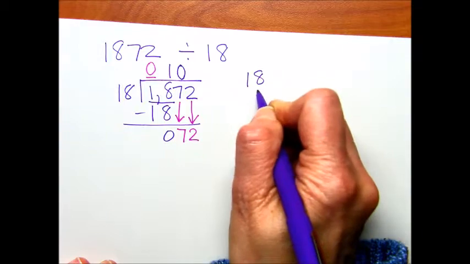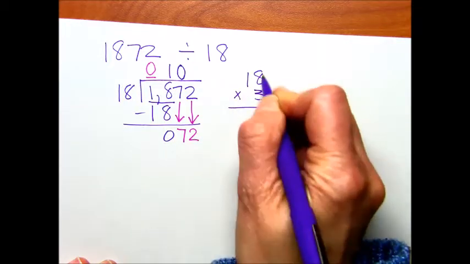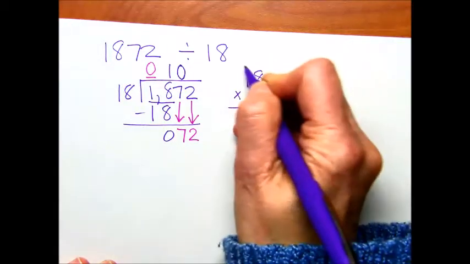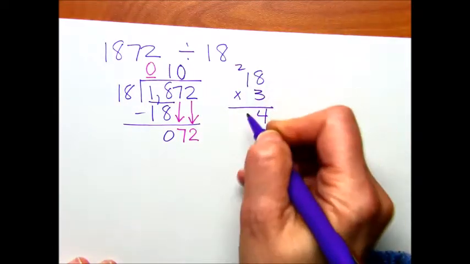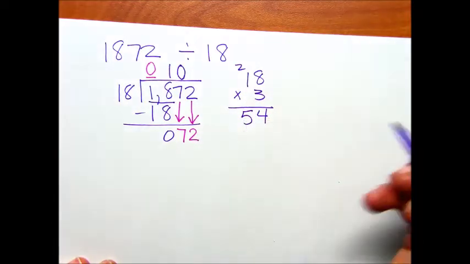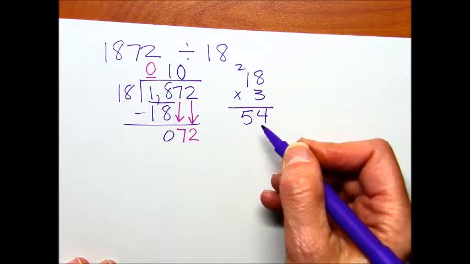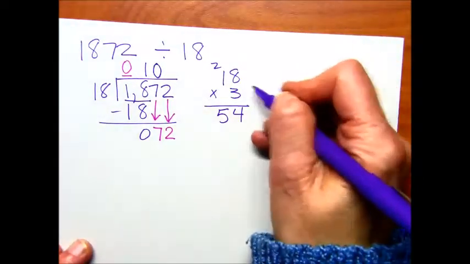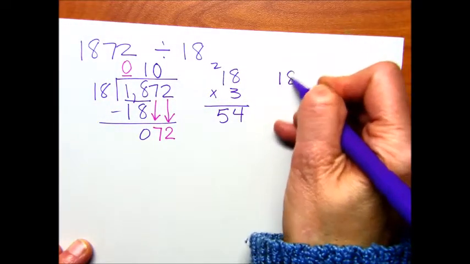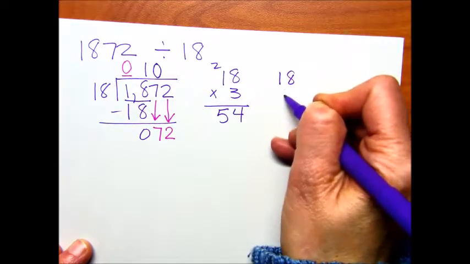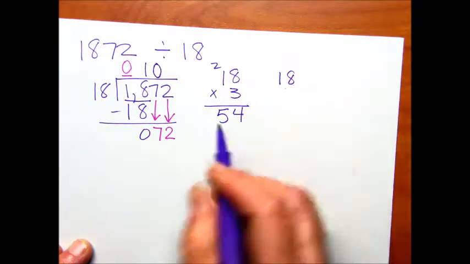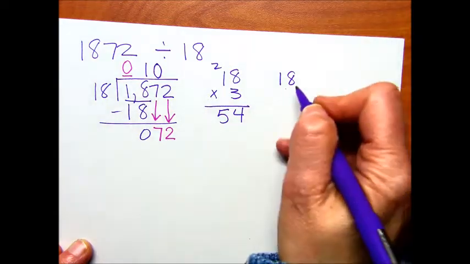18 times 3. That's going to be 4, 24. 3 plus 2 is 5. So 54. That's pretty small. Let's see about 18 times 4. Maybe it's one more, or it might even be 2 more. But let's just try one more.